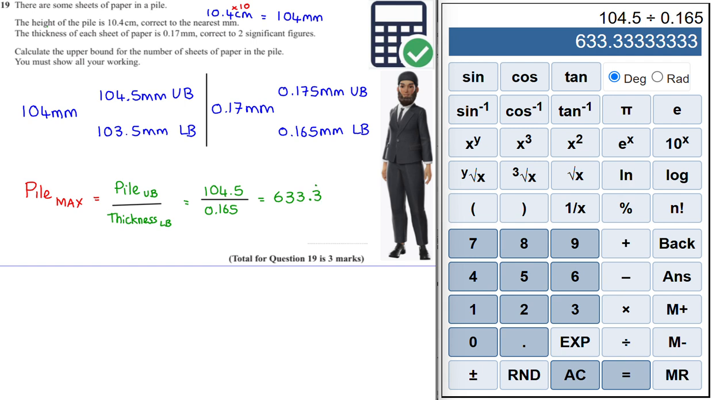and this is recurring. And so what we need to do, because I can't get 634, but I certainly can round it down to 633, so I'm going to say round down. So our final answer should round down to 633.